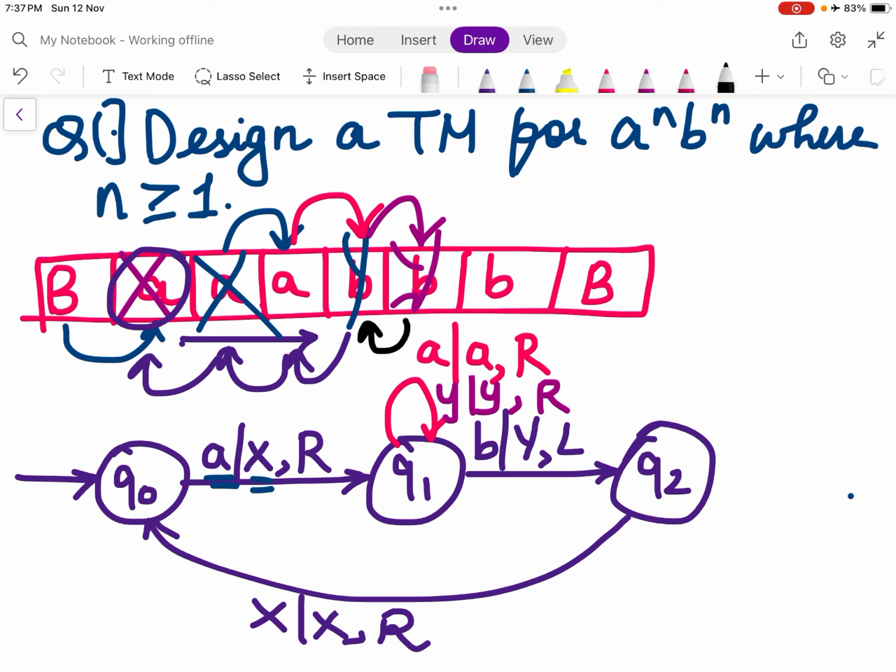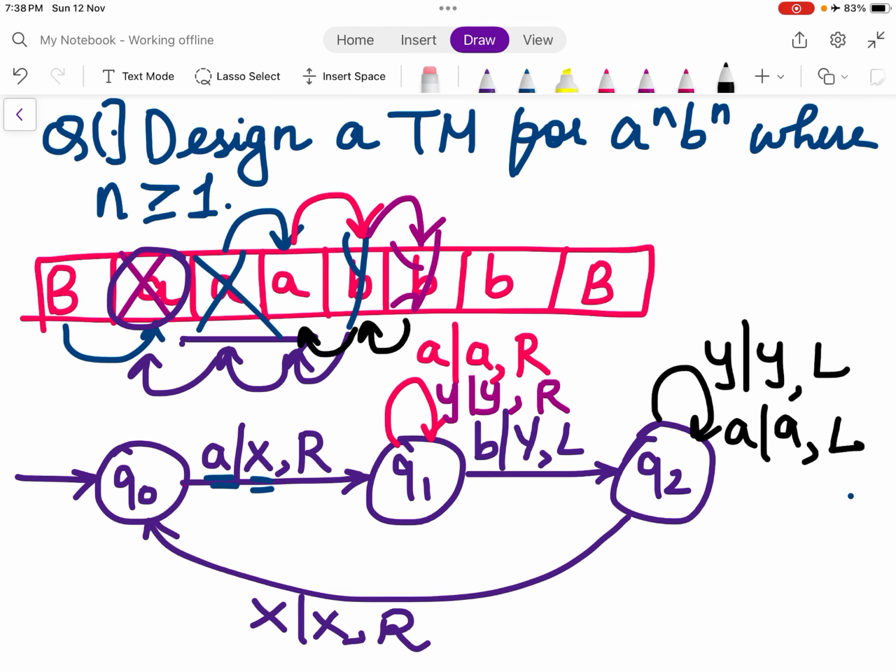The read-write head moves in the left direction and sees a Y. On seeing a Y, keep that Y as it is and move left. Again going left, you see an a. When you see an a, keep that a as it is and move left. Again you move left and you see the X. So when you see an X, keep the X as it is and move in the right direction.